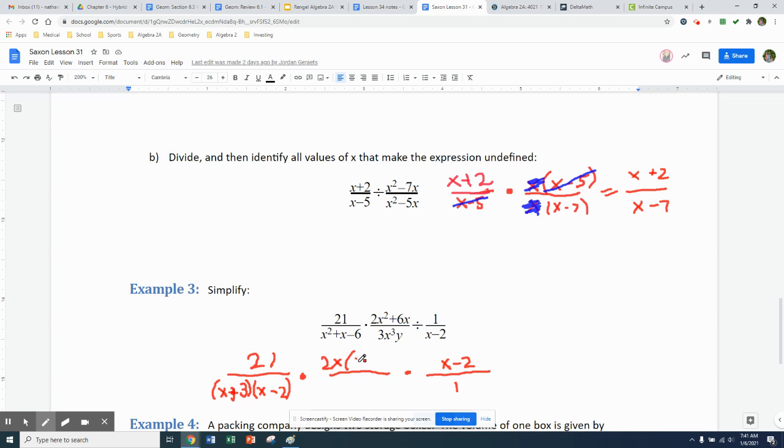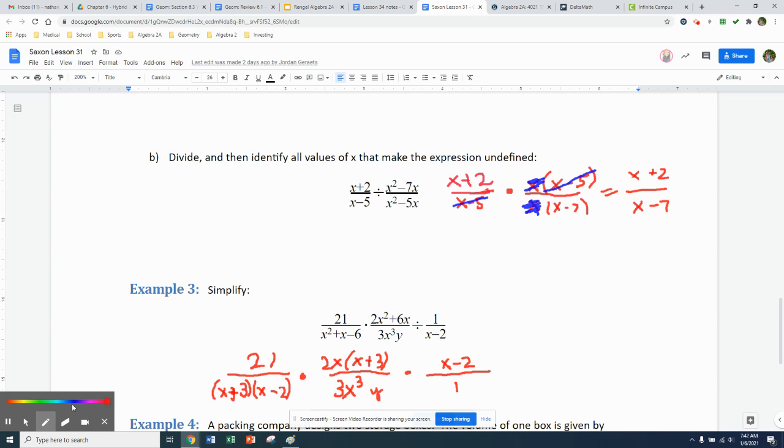Divide 2x squared by 2x, it becomes x. 6x divided by 2x, well, 6 divided by 2 is 3, and then the x's will cancel. So that factors into 2x times x plus 3. Lastly, I have my denominator, which I have nothing else to factor there. I've got a 3x to the third, and then a y.